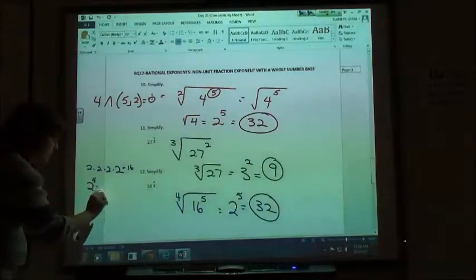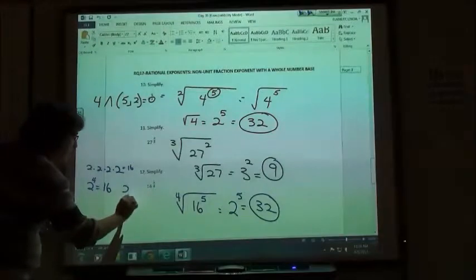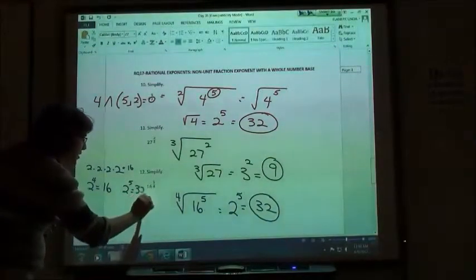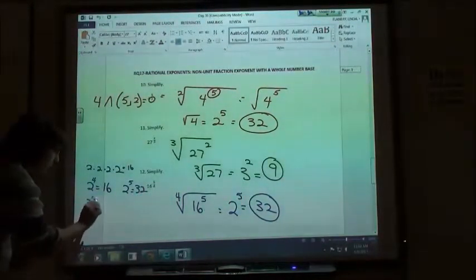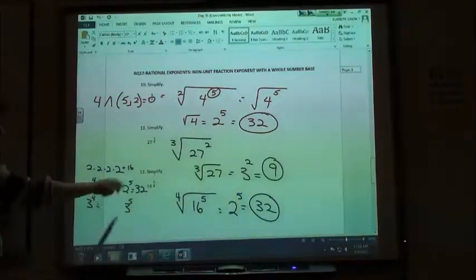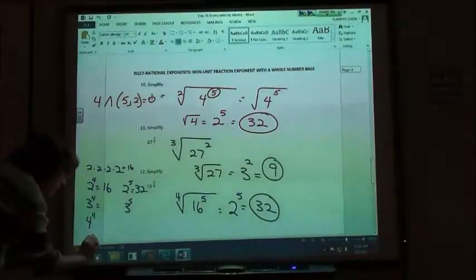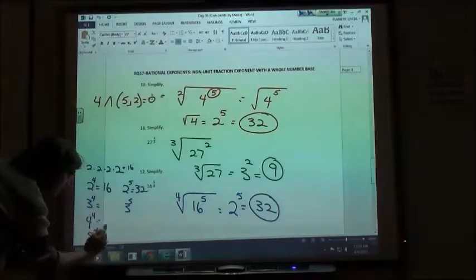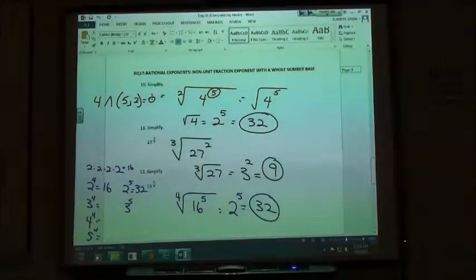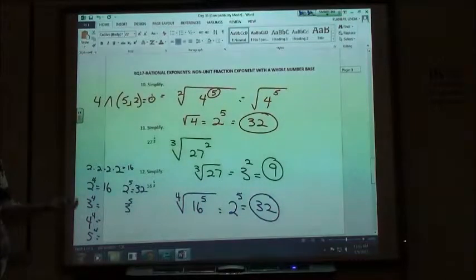2 to the 4th is 16. 2 to the 5th is 32. 3 to the 4th, what is that? 3 to the 5th. You probably don't have to go very high on your 5th powers because you start getting big in a hurry, but I would at least do a few of them so that you've got a list handy and you start getting used to knowing 2 to the 5th is 32 so you don't have to look it up or calculate it every time. Makes life a whole lot easier.